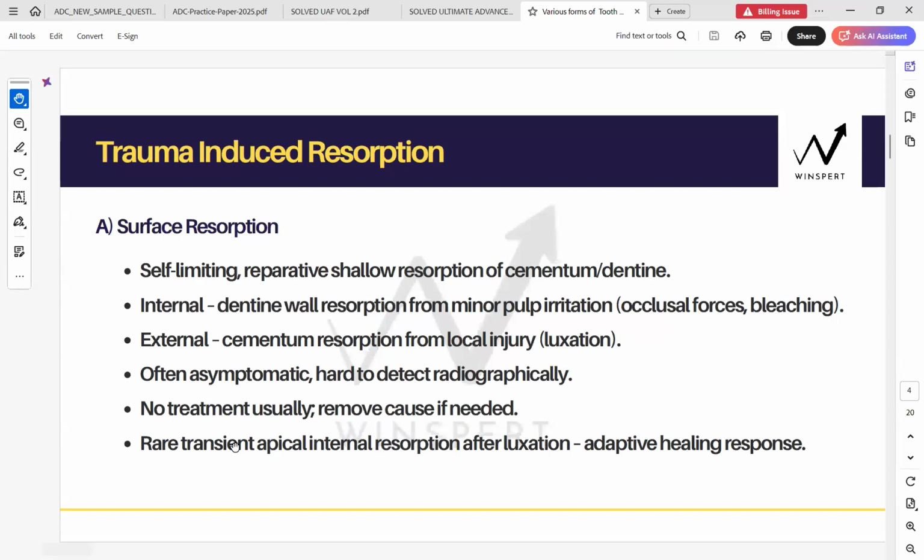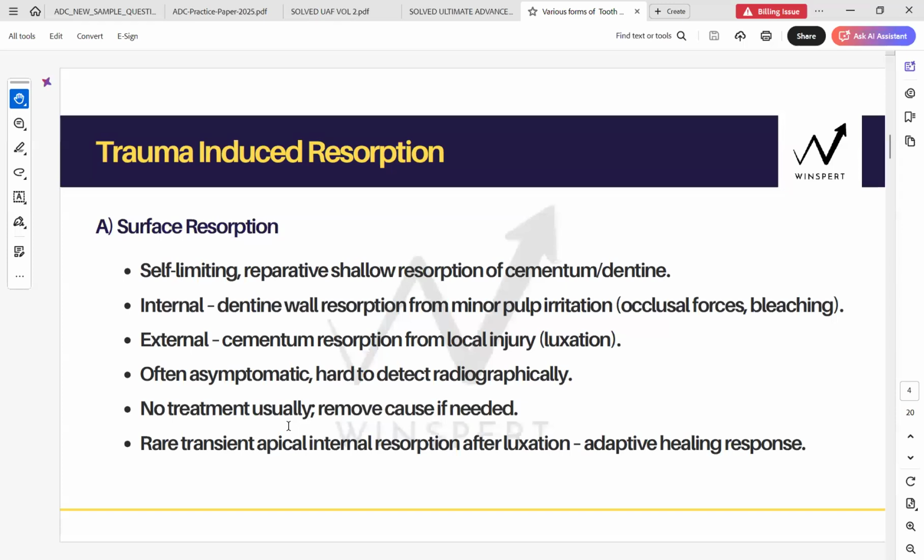Now, transient apical internal resorption. We have done also in other classes transient apical breakdown. Everyone, do you remember? It would be asymptomatic, Aisha, right? In the last class we also did transient apical breakdown. That is also associated with luxative injuries, and I told you it is a self-limiting resorption. So do not rush into doing RCT with that.